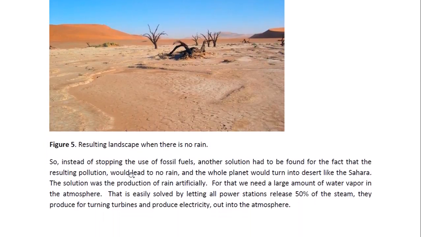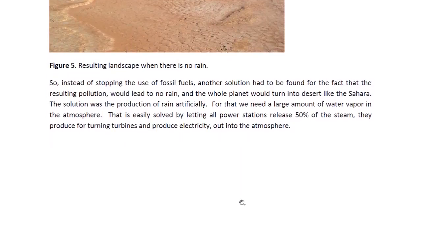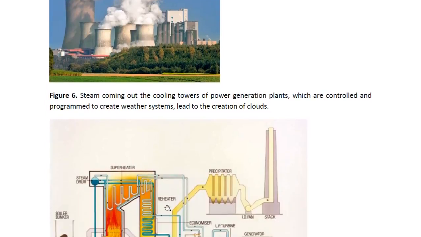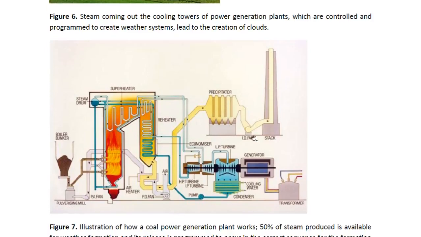But they must have figured out that it would lead to no rain, so they had to come up with an idea to solve that problem. And the problem was solved by allowing power stations to release about 50% of the steam that they produce in order to turn turbines and produce electricity out into the atmosphere. And it seems that that is what is happening and has been happening for a very long time. There's this release of steam from these power plants. Now, power plants don't have to be built in such a way that they release any steam at all. But it seems that they are doing just that.